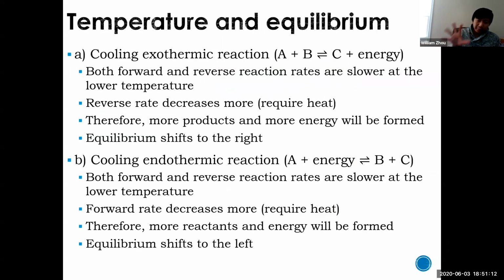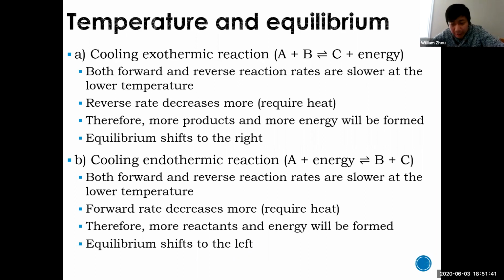All right, let's summarize this. You can have an exothermic or endothermic reaction. If you cool an exothermic reaction, forward and reverse both slow down. The rate of reaction slows down, no question about that. But the reverse rate, the endothermic one, will decrease even more because it needs more heat. So therefore, more products will be produced, and equilibrium shifts to the right.